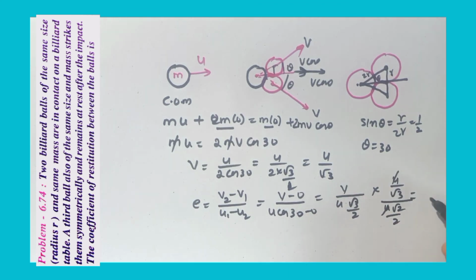u gets cancelled here. Finally, what is left? You'll be getting 2 in the numerator, and root 3 into root 3 comes to the denominator. Therefore, the coefficient of restitution will become 2 by 3. This is your answer. That's it.